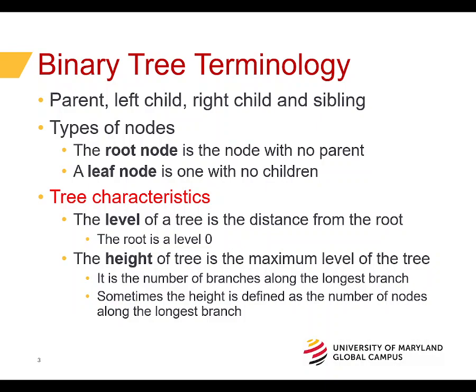There are 2 other important characteristics of binary trees. The first is the level of a tree, which is the distance from the root. We say that the root is at level 0. The other term is the height of a tree, which is defined as the maximum level of the tree. Another way to describe it is to say that it is the number of branches along the longest branch.